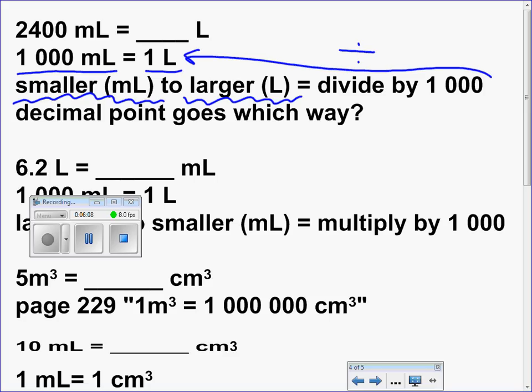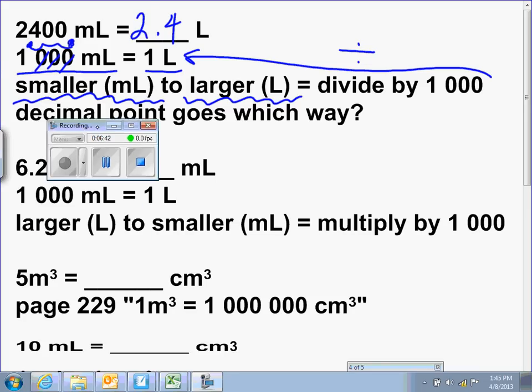And we remember when we divide, our decimal point goes which way? To the door. So if I'm going to divide my milliliters, I have 2,400. I'm going to divide by 1,000. So I'm going to move my decimal point 1, 2, 3 spaces toward the door. So how many liters are in 2,400 milliliters? 2.4.